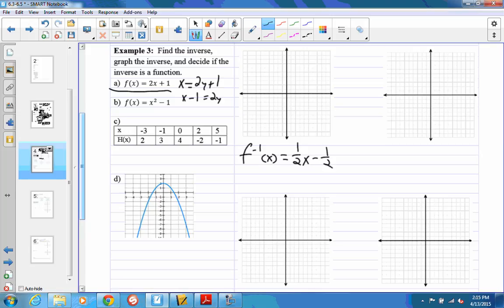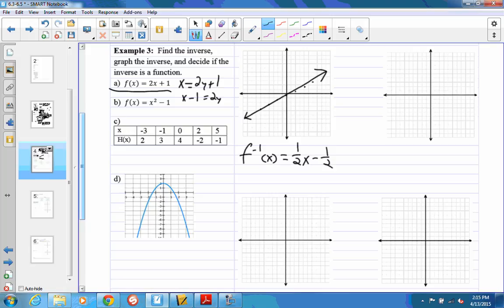So roughly graph this. I know my negative 1/2 for a y-intercept. Rise over run. Up 1 over 2, over 2. Down 1 back 2. I think it passes. That was terrible, but it's pretty close, right?